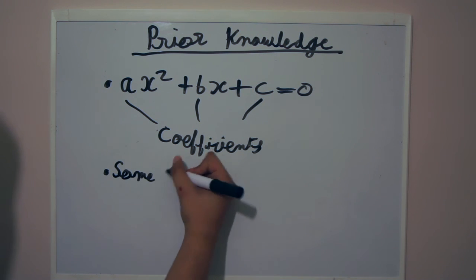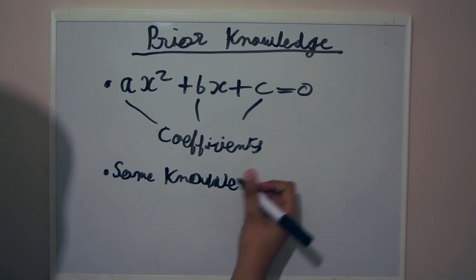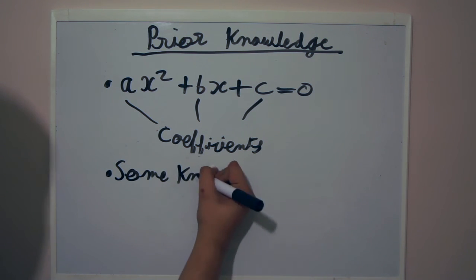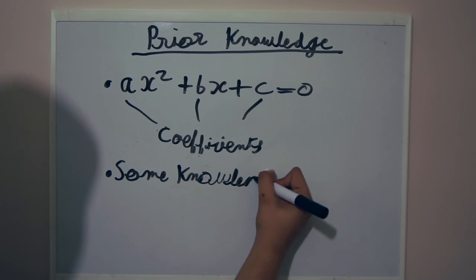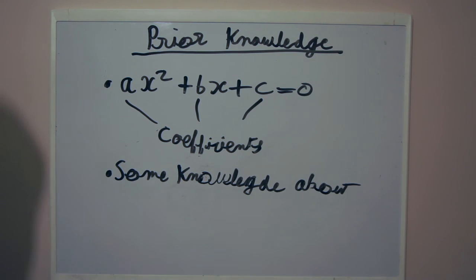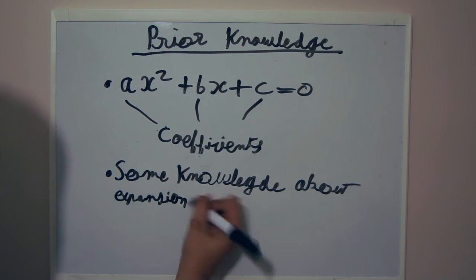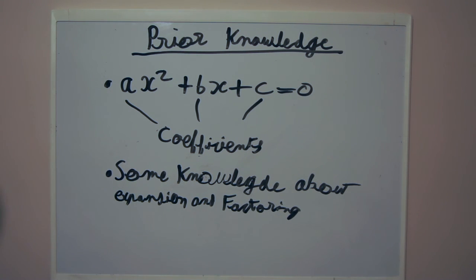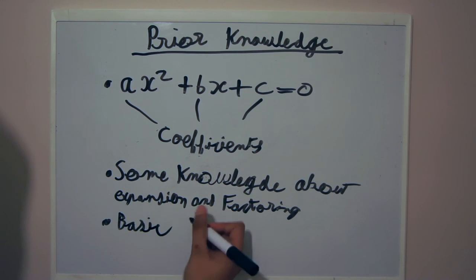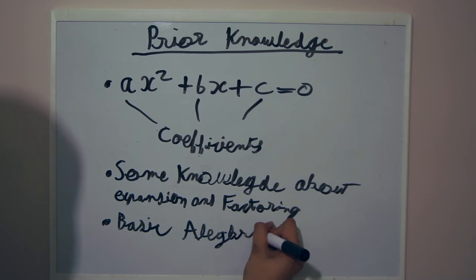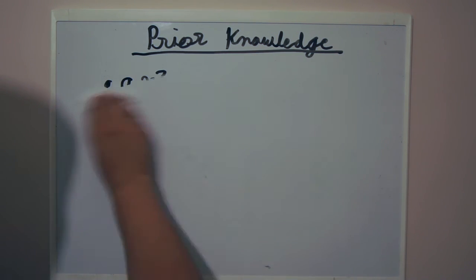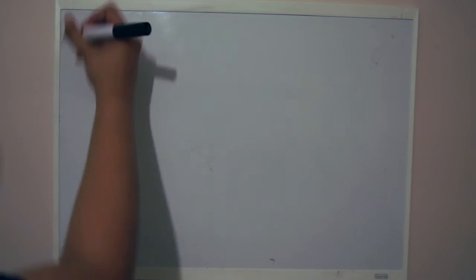You will also need some knowledge of expansion and factoring, like perfect squares and expanding brackets, so that as we solve the problems some things might seem familiar. You would have probably already learned these if you're doing completing the square. Lastly, you'd need to know basic algebra like multiplication, addition, square roots, plus minus, and other things like that. Now let's begin with our first problem.